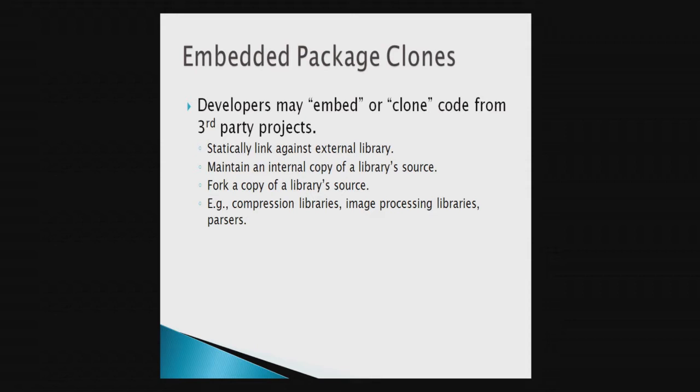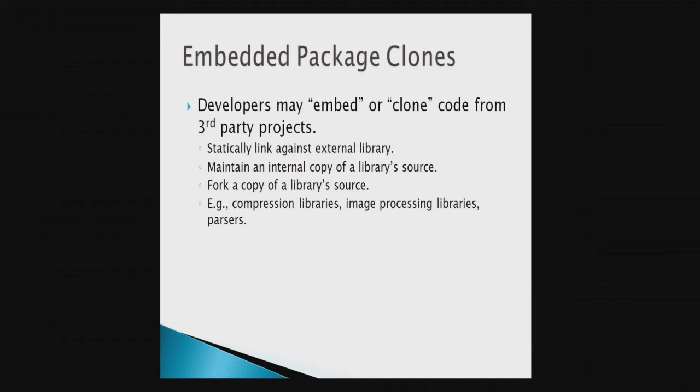So the problem that I'm looking at is developers may embed or clone code from third-party projects. For example, Firefox embeds libpng, an image processing library. Other software might statically link against an external library like zlib or libpng again, or it might maintain an internal copy of a library source. So Firefox has an internal copy of libpng in the source tree.